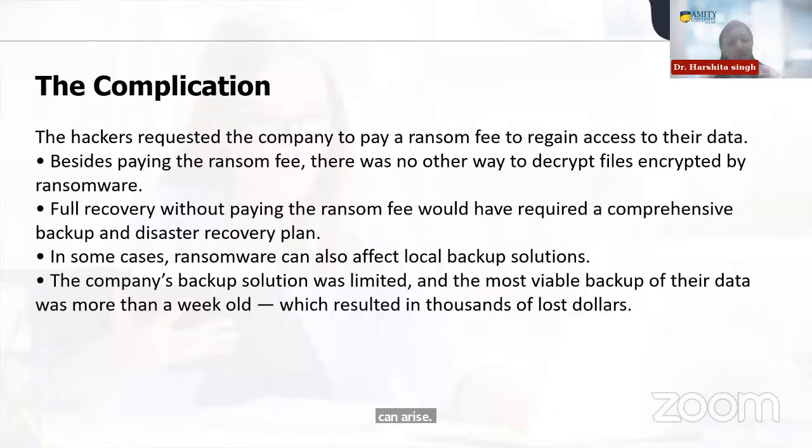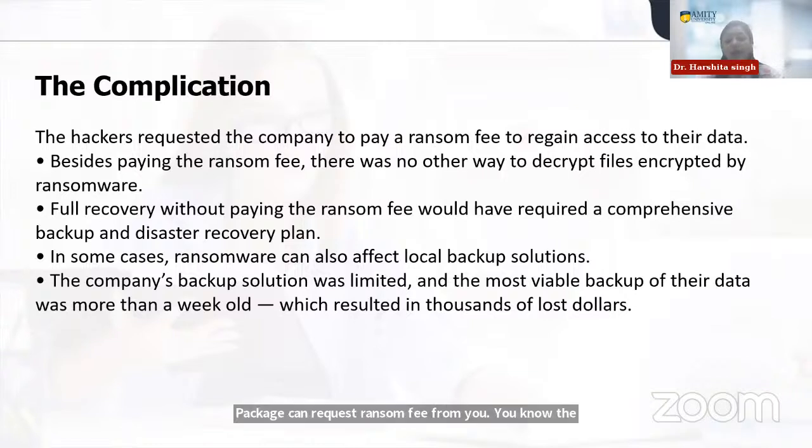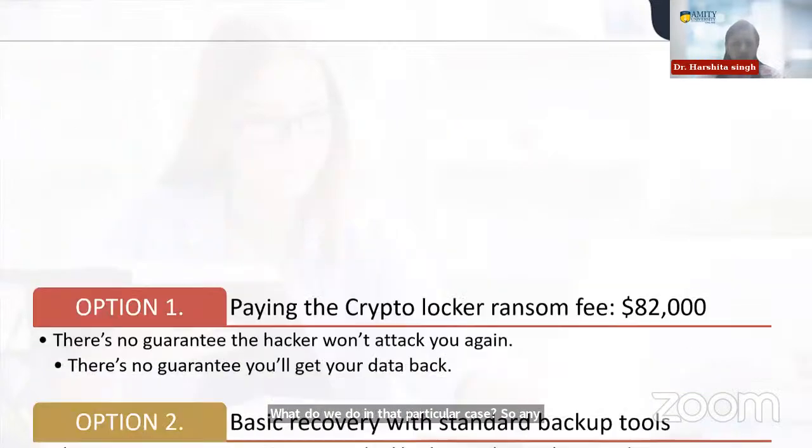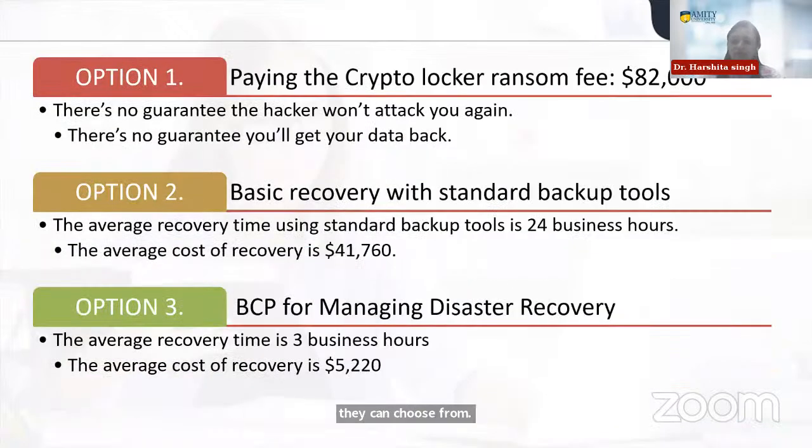The full recovery without paying the ransom fee is impossible. And because your backup solutions are limited, you might lose thousands of dollars. What do we do in that particular case? Any organization, a normal organization, has three options to choose from. One, they pay the CryptoLocker ransom fee, which I expect would be several thousands of dollars. But in that case also, there is no guarantee that the hacker will not attack you again.